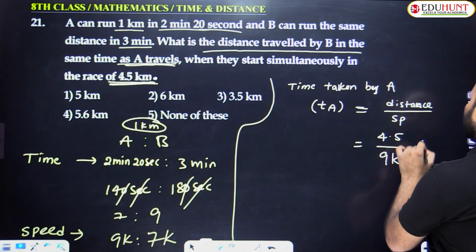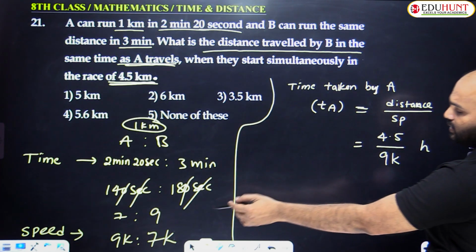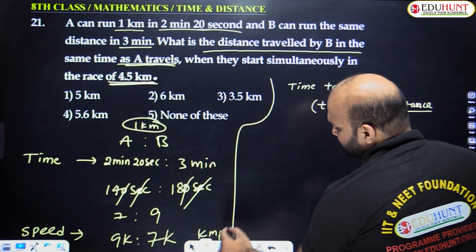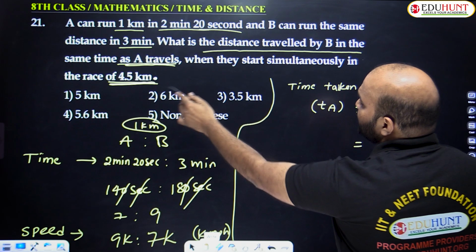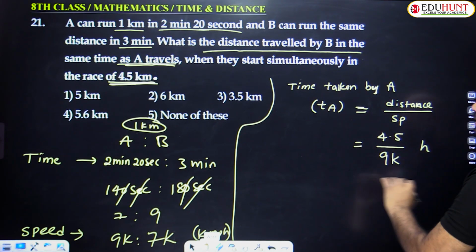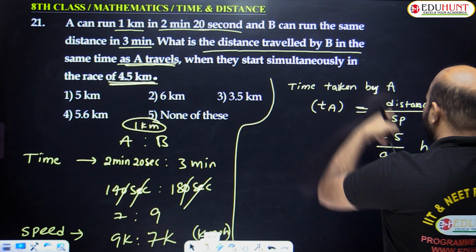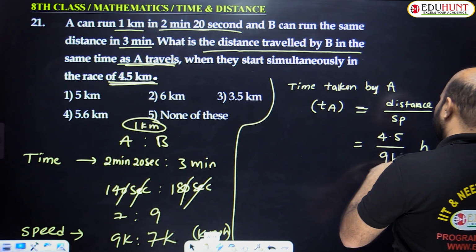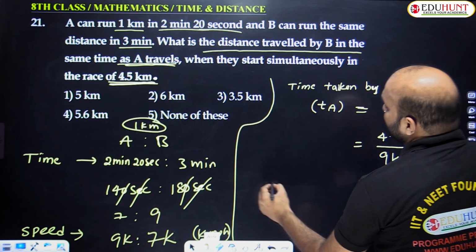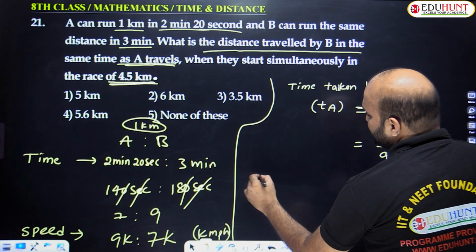The distance is given in kilometers and the speed will be considered as kilometer per hour, so finally we will get the time in hours. The question asks the time taken by A, 4.5 by 9K hours. In that same time, how much distance does B cover?